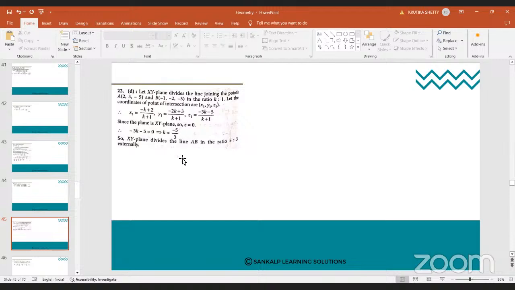Okay, so this has occurred from the first year part, not from the second year part. So in the first year part, there is introduction to 3D. So from there, this question has occurred.